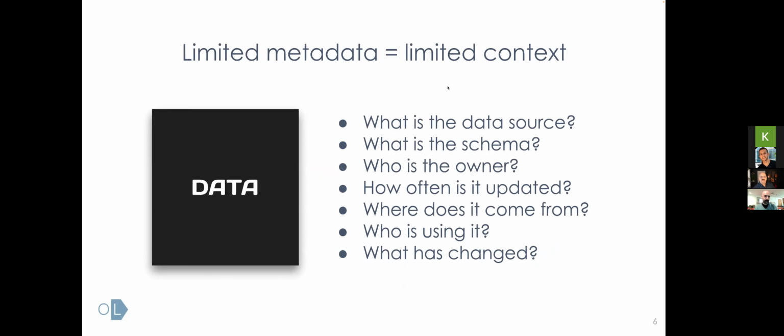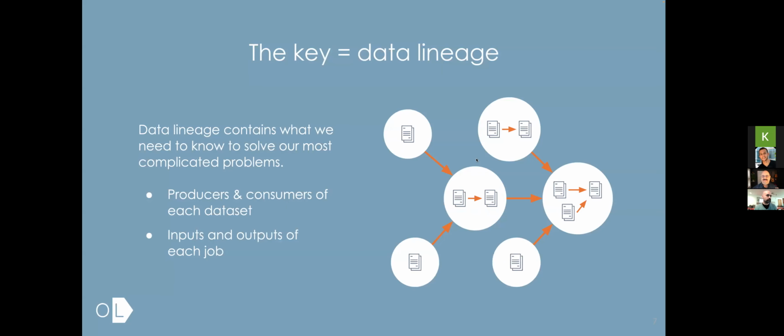It raises a lot of questions, though, this sort of limited context around data. What's the data source of this data? What's the schema? What are the columns and rows? Who is the owner of this data set, and how often is it updated? Where does this data come from? Who else is using this data, and what are they using it for? And how often has this data changed, and when did it last change? And the answer to all of these questions is data lineage.